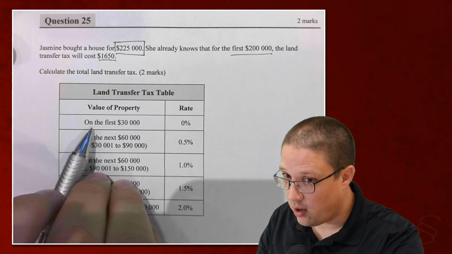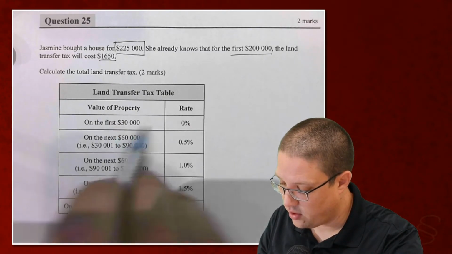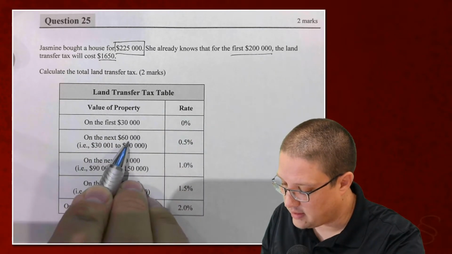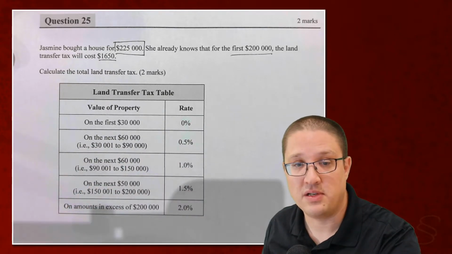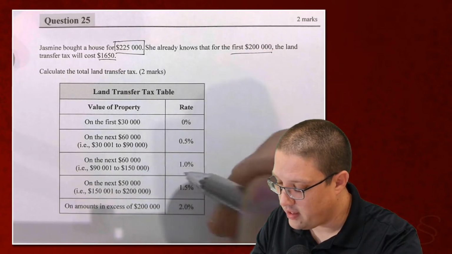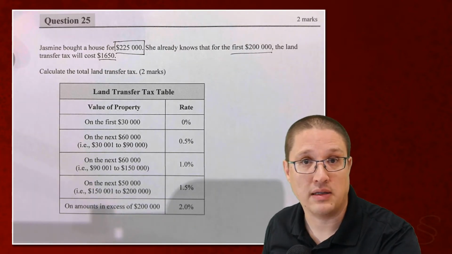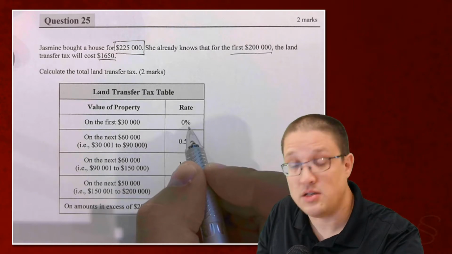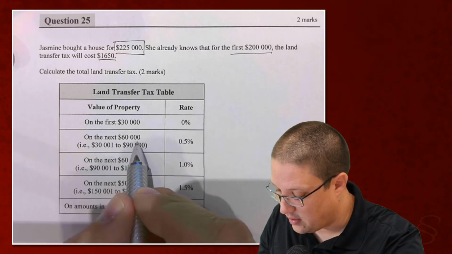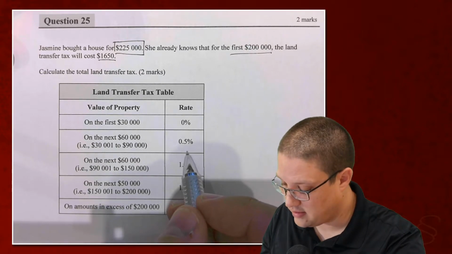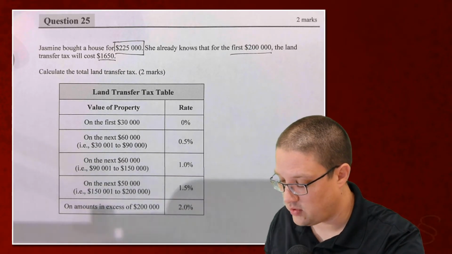For the property, on the first $30,000, the rate is 0%. On the next $60,000, the rate is 0.5%. As we go through this, we can think of it as sort of filling up buckets. We're paying for this in chunks. The first $30,000 has no tax. The next $60,000 is 0.5% of that value in tax. And the next $60,000, and we go up.